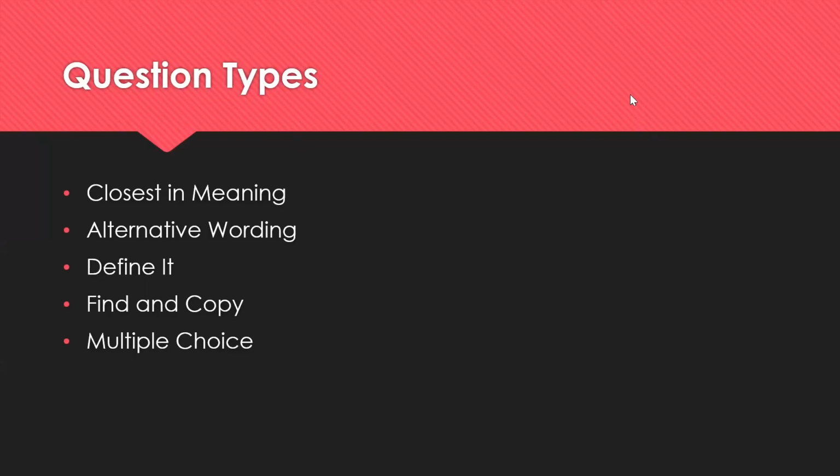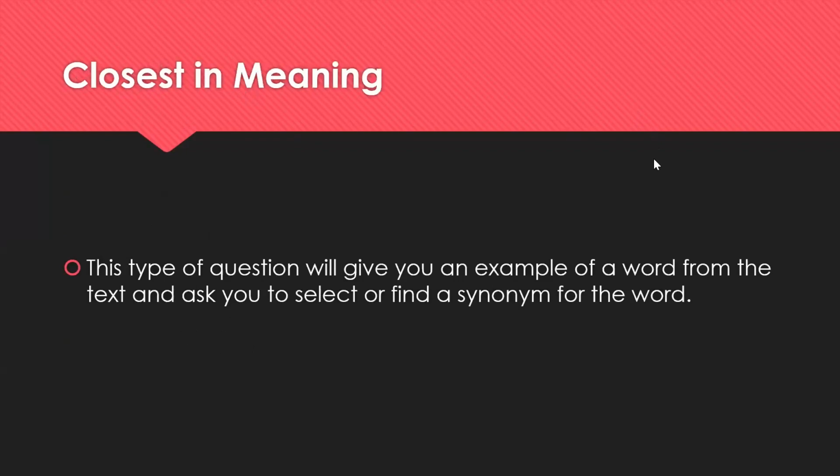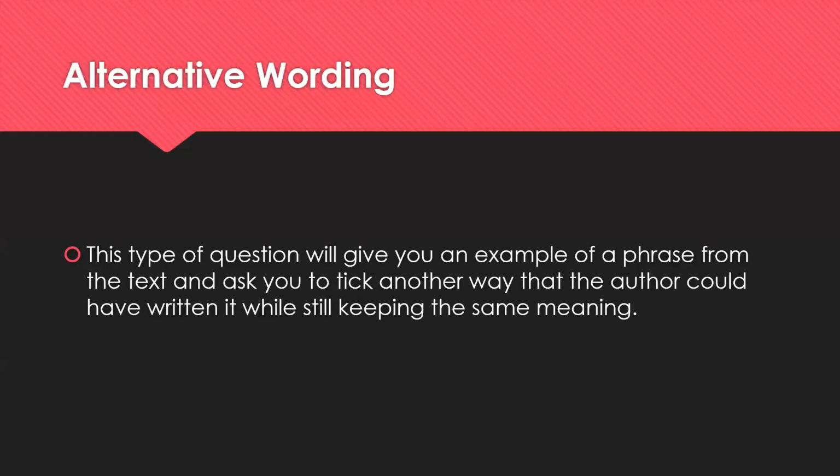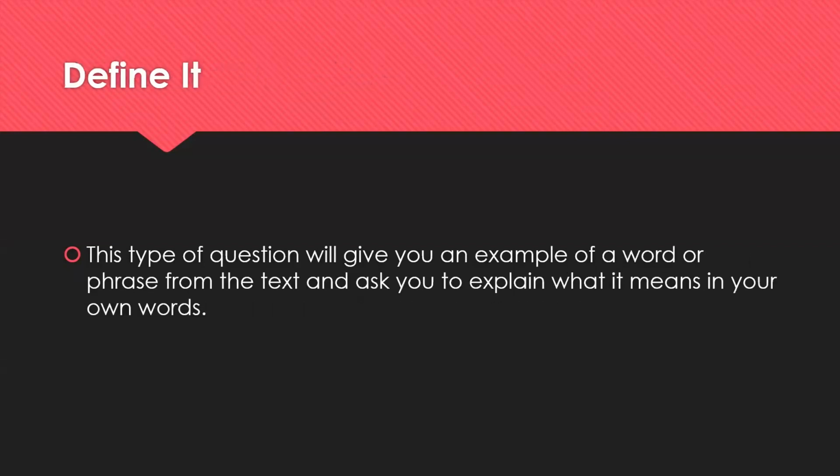So let's just quickly talk through. Closest in meaning questions are typically where you get given an example of a word from the text and you have to find or select a synonym of that word. Okay, so fairly straightforward, usually multiple choice for those. Alternative wording is where you are given a phrase in the text and then you've got options as to how else that could have been said. Sometimes they might ask you to explain it in your own words. They give you a phrase and you have to rephrase it in your own words. But these are all still vocabulary. Define it is simply where they just say, what does this mean?